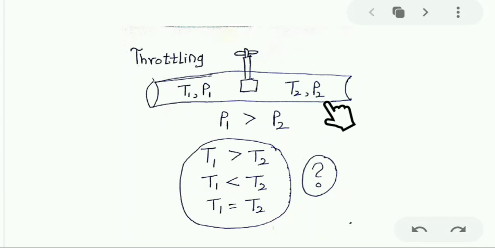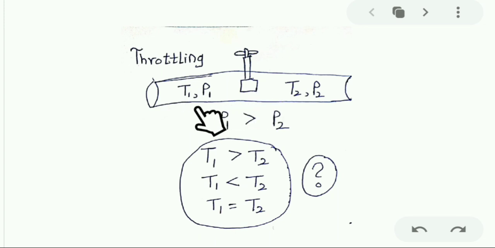So here you can see a pipe and then there is a restriction here. It can be anything, a porous plug or a valve, an ordinary valve, or a capillary tube, right? We want to do what is called throttling. Enthalpy remains constant in throttling, and throttling is a highly irreversible process.